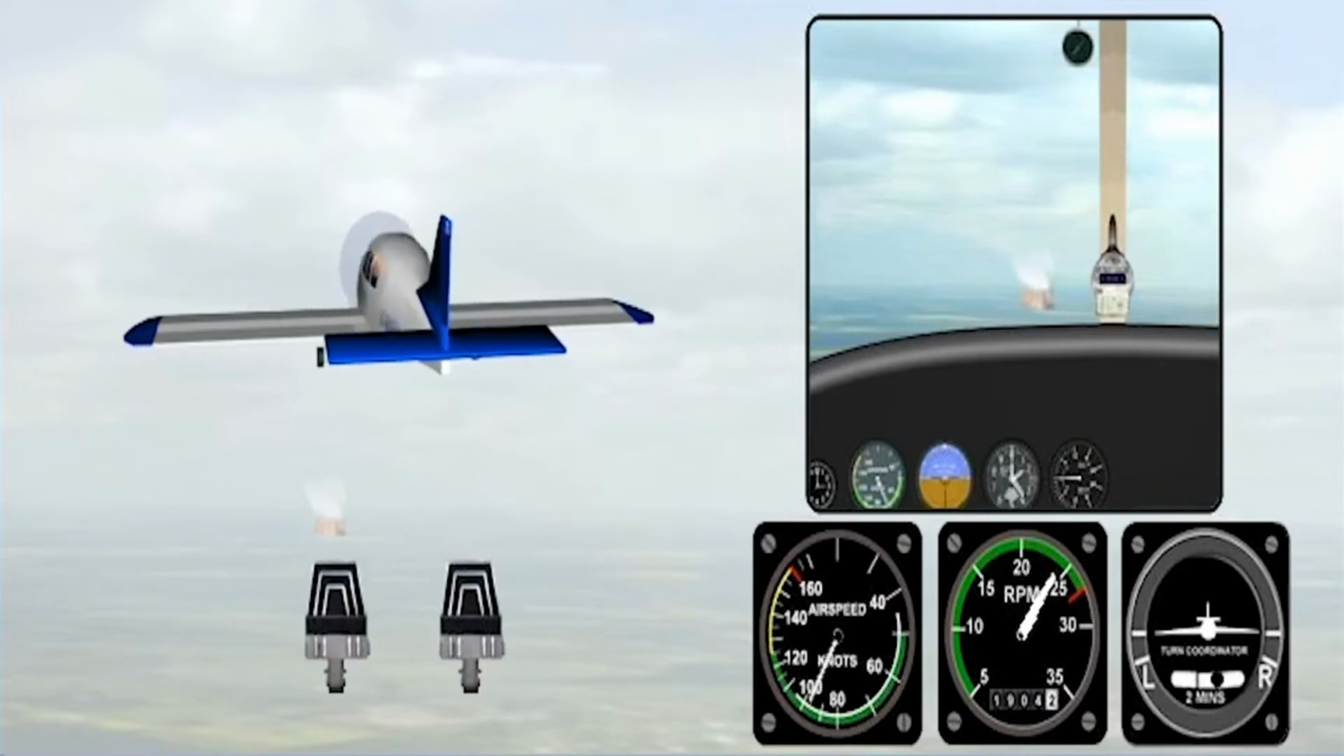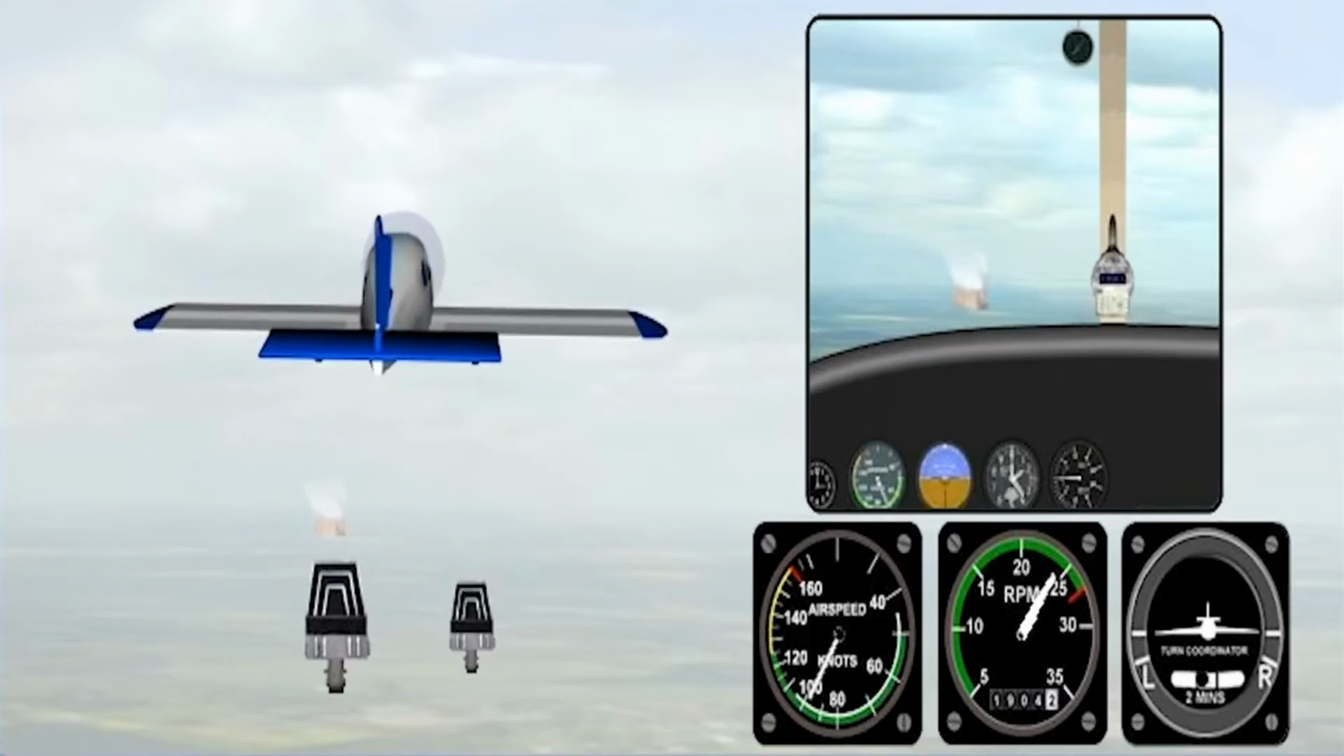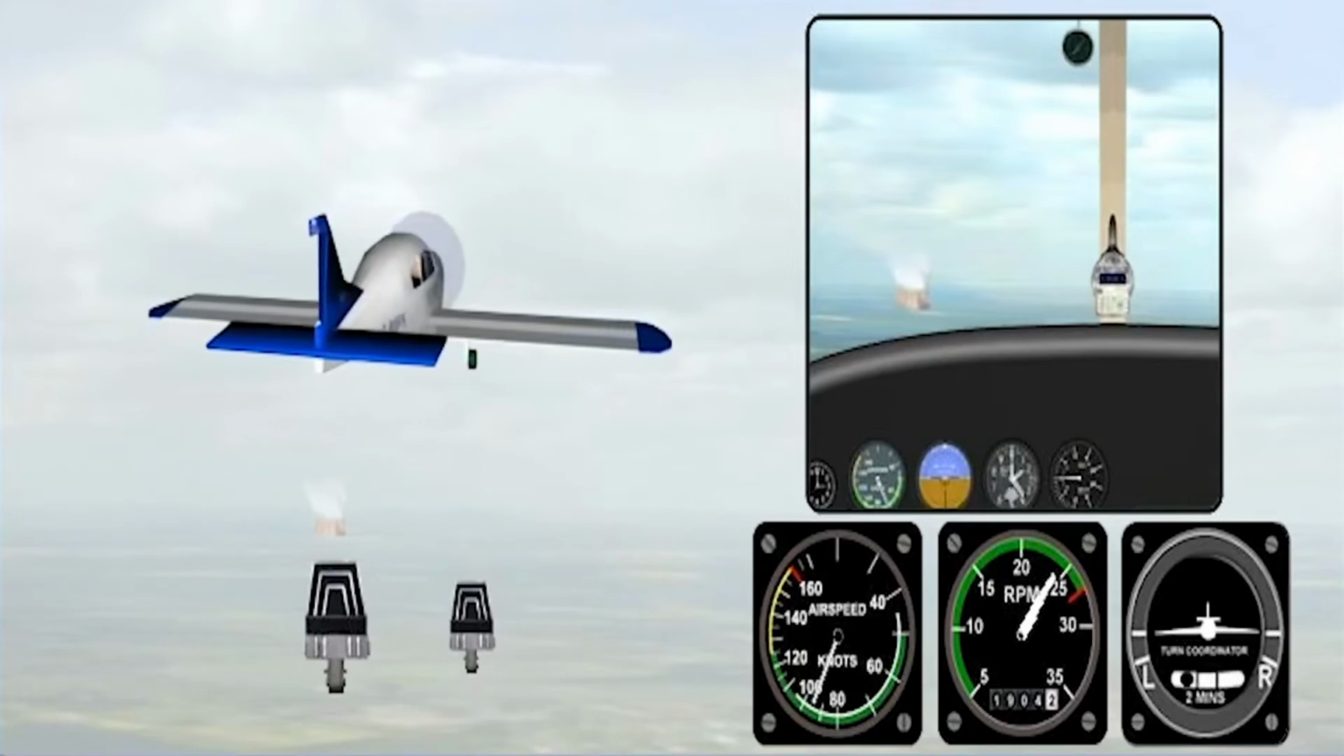When the rudder pedals are centralized, the yaw is removed, and the aircraft returns to balanced flight. Note that the slip ball is returned to the middle. If the pilot pushes forward on the right rudder pedal, the aircraft yaws to the right. Again, the yaw is held for as long as right rudder is applied.